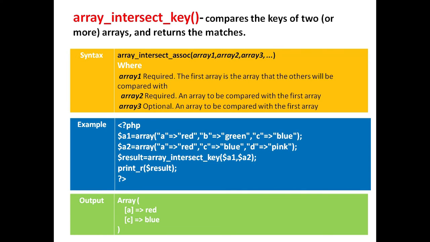Next is array_intersect_key, which compares the keys of two or more arrays and returns the matches. General syntax is array_intersect_key with array 1, array 2 and array 3, where array 1 is the first array that the others will be compared with. Array 2 is an array to be compared with the first array, and array 3 is also an array that is compared with the first array. Here two arrays are defined with names A1 and A2, and when I use array_intersect_key with A1 and A2, it will return red and blue. Here it will compare the keys of the two arrays, that is A and C are common, so it will return A and C.